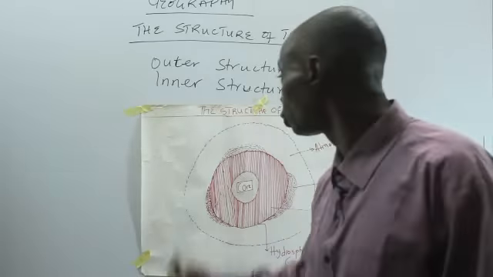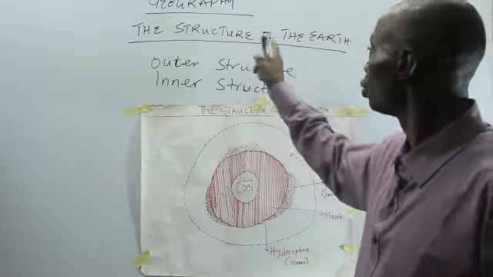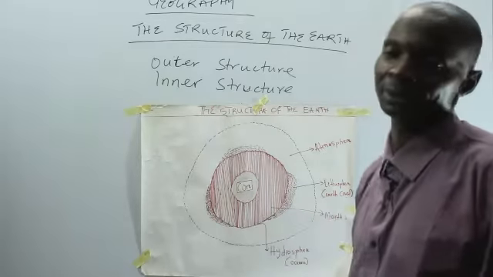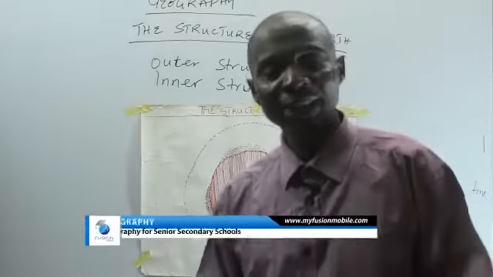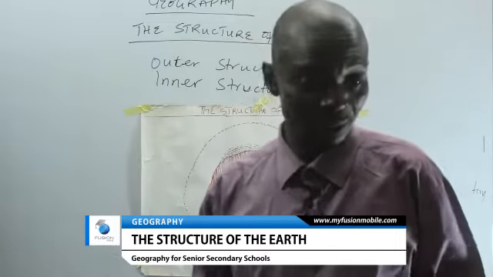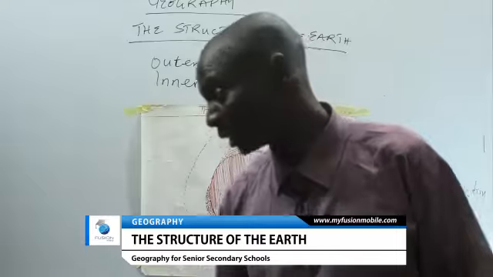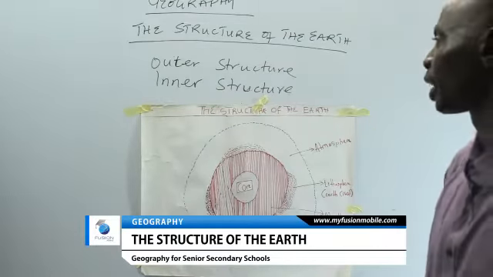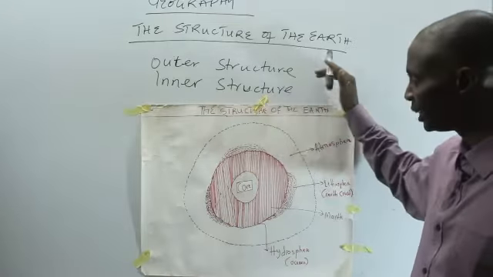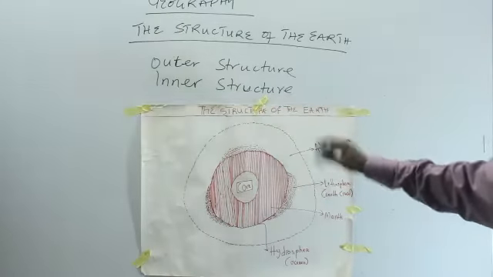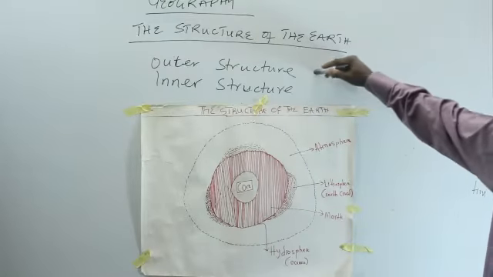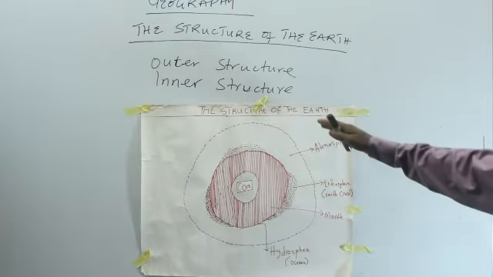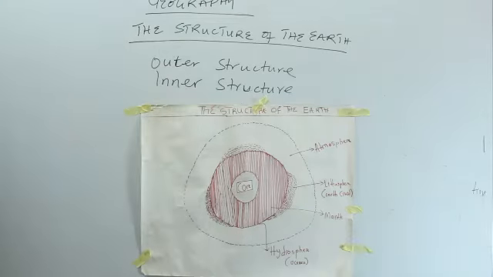Now, we are going to look today at the structure of the Earth. Remember, geography deals with the Earth. So anything that concerns the Earth, that is where geography pitches its tent. So we are now looking at the structure of the Earth. The structure of the Earth is divided into two, as you can see from my diagram here. We have the outer structure and we have the inner structure. We are going to look at them in detail.